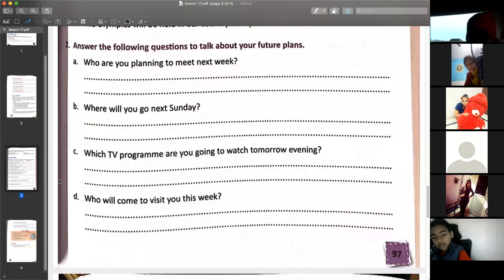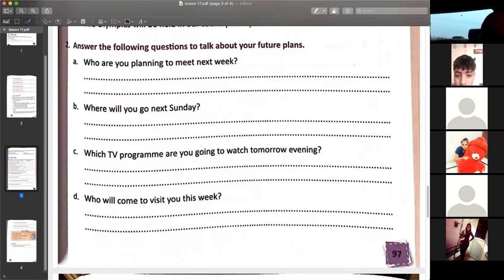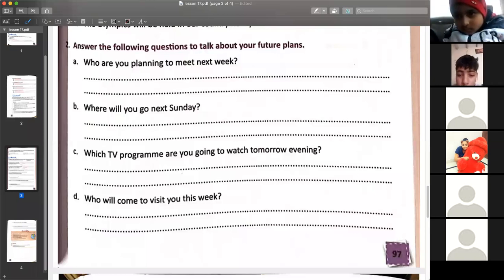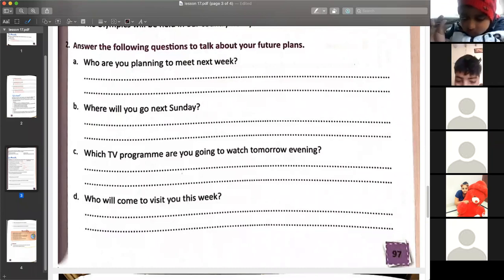Which TV program are you going to watch tomorrow evening? I am going. Karnit? Ma'am, we are going. I am going to watch a movie tomorrow evening. All right. Dev, who will come to visit you this week? Yes, Dev. I will come to visit. Doctor. Who will come to visit? Sam, I don't know.